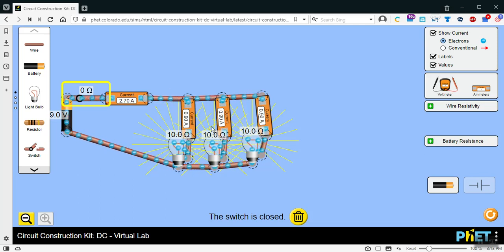Okay, now you can see 0.9, 0.9, 0.9, 2.7, just like in the previous lesson. Now we can figure out what the equivalent resistance of these three light bulbs is. So remember the equation V is equal to I times R. In this case, V is 9 volts, so we have 9 equal I. We have the total current, 2.7 amps. So it'll be 9 is equal to 2.7 times R, and then all we have to do is take 9 and divide by 2.7.